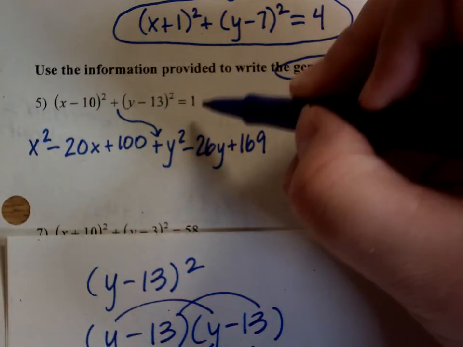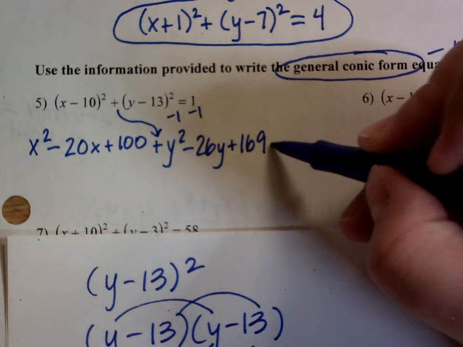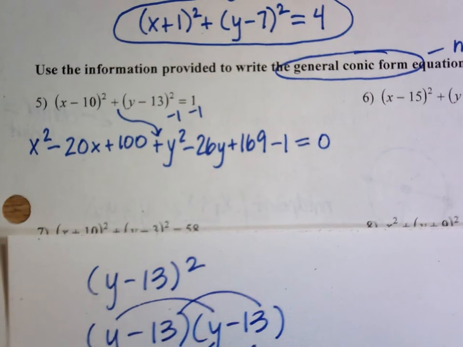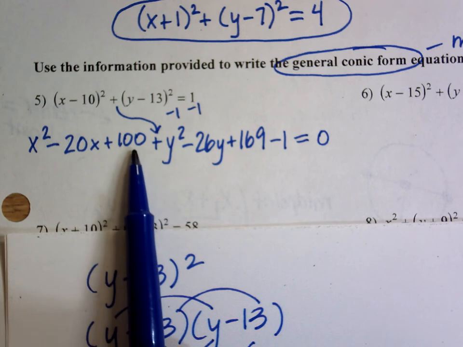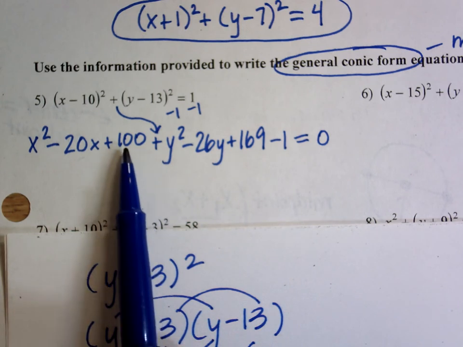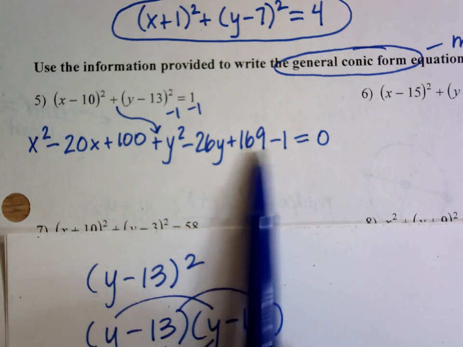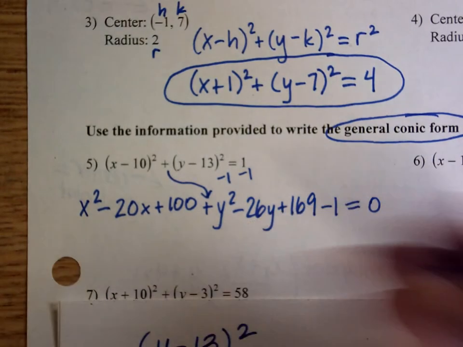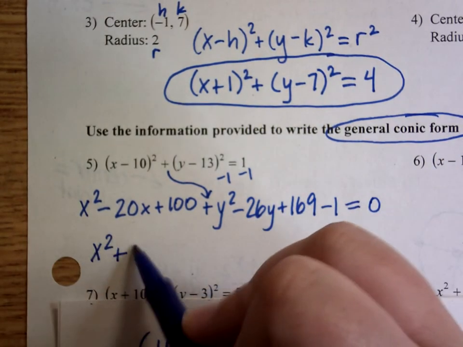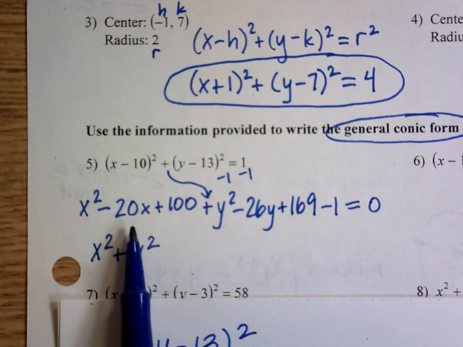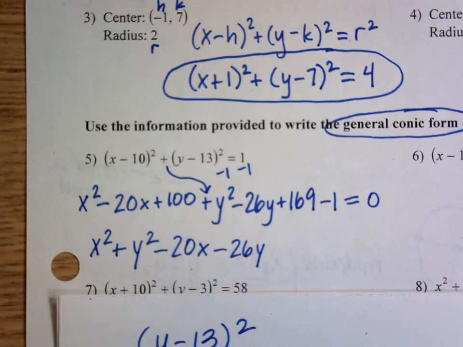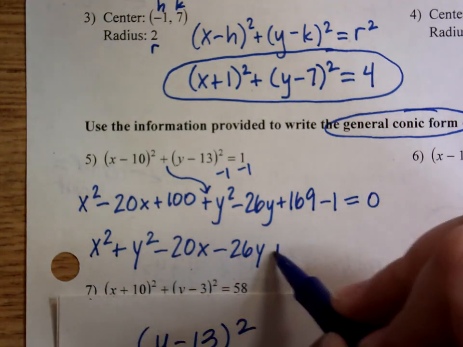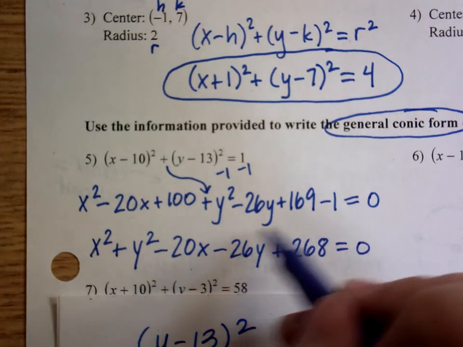Now, this number over here on the right, I'm going to subtract from the right, which brings it over to the left. The reason why is in general conic form, you have equals 0 on the right-hand side. So now the only thing to do is to rearrange things a little bit and combine my like terms. The only like terms I have are the numbers, the plain numbers. Remember, we call those constants. So 100 plus 169, that's 269 minus 1, so that's going to be 268. So let's go ahead and rearrange things. I want to do the squared parts first in alphabetical order. Then the plain variables, so minus 20x, minus 26y, also in alphabetical order. And then we said 100 plus 169 minus 1 is 268, equals 0. That's my answer.